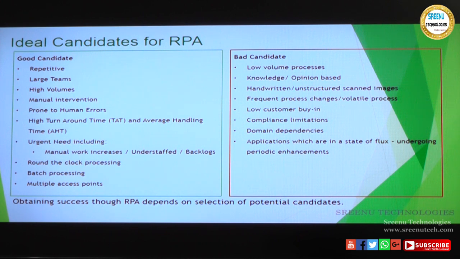Low volumes means the process has very few volumes, say 100 transactions per month, it's of no use. Knowledge or opinion based means there are some recommendations or predictions required. Anything which needs some judgment, an RPA tool should not be chosen, because it might have some problems. It is just a task doer. It cannot judge anything and do something, right? If a rule is there, an if condition, an else condition, or multiple conditions, it will do it. But if, based on the input data, you need to judge something, that will be a problem for the RPA tool, and we should not consider it in such cases.